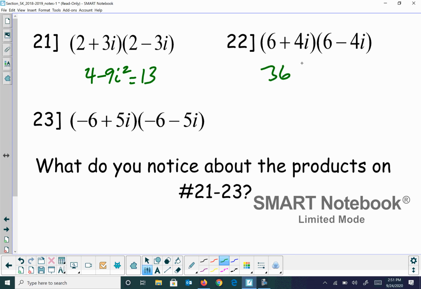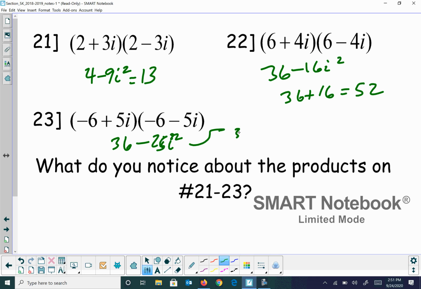Same thing here, 36. Outside, inside cancel out, minus 16i squared. I squared is negative 1, so this becomes 36 plus 16. So that's 52. And same with this one. I'm going to get 36 minus 25i squared. I squared is negative 1, so I'm going to get 36 plus 25. So that's going to give me 61.